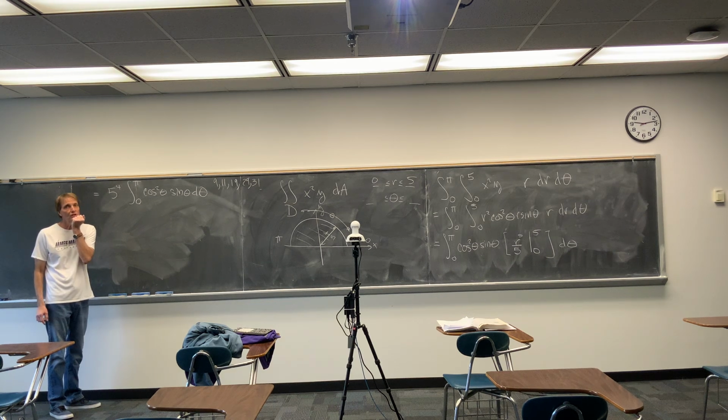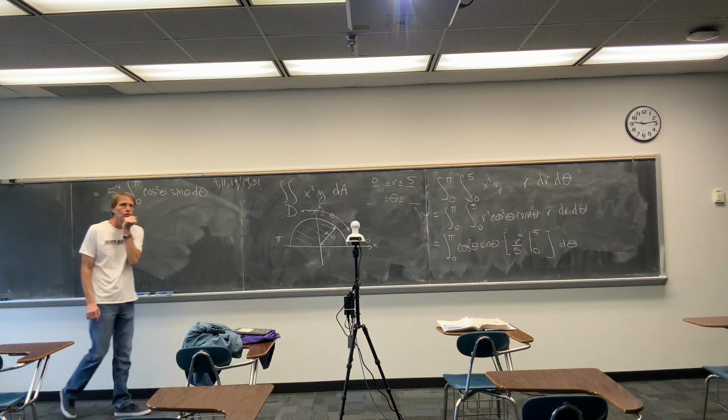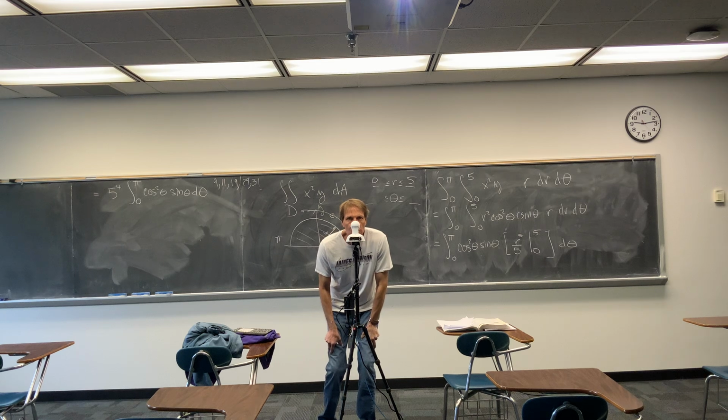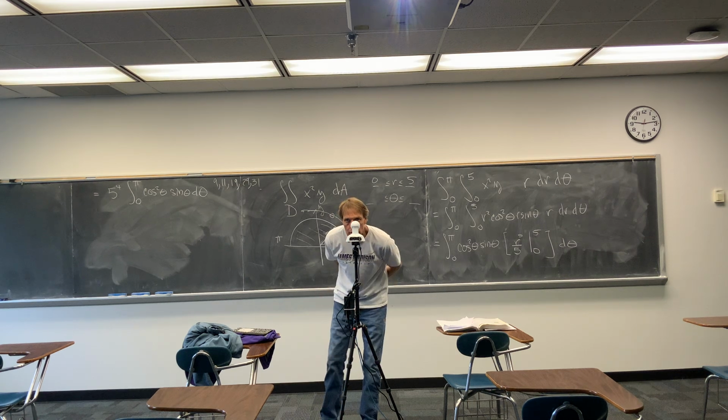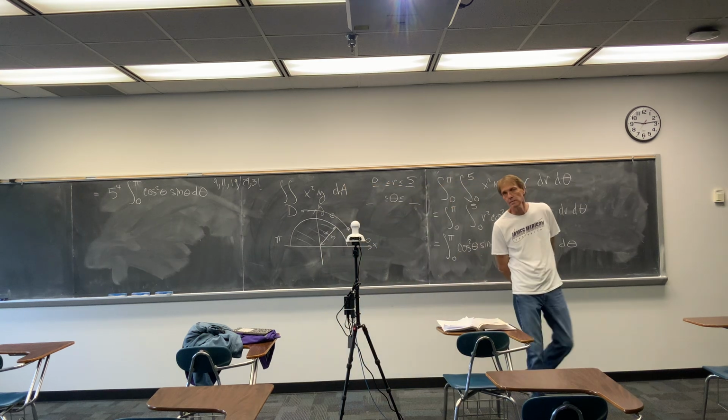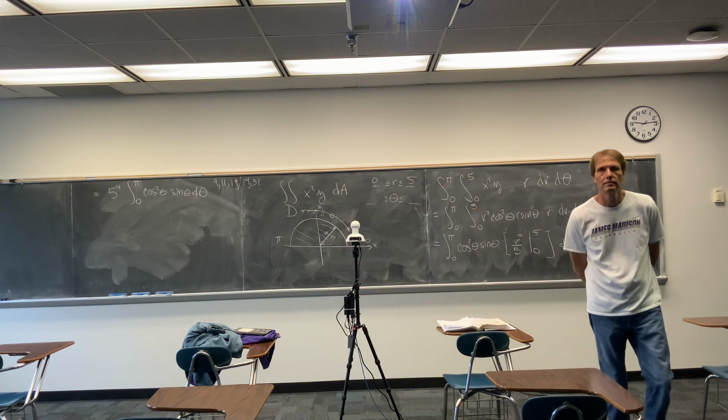U sub. Who would you let u be equal to? Cosine squared. Cosine theta. So try to do that u sub. Listen closely. Change your limits of integration. Don't make Dr. Warren angry. Change your limits of integration when you do your u sub. So you go ahead. Try to do the u sub. One of your classmates said u equals cosine.